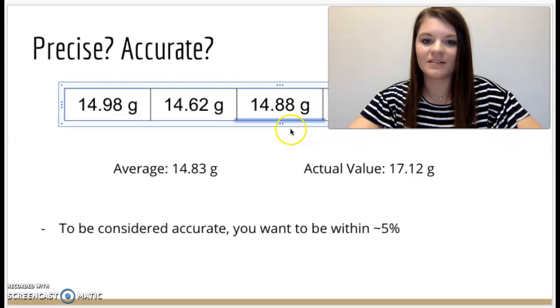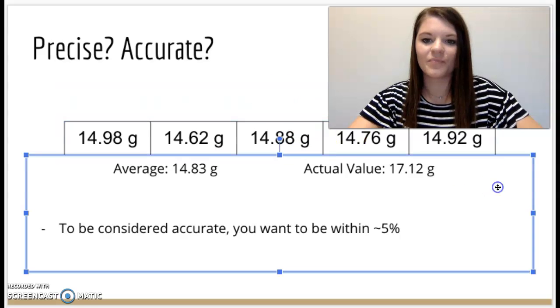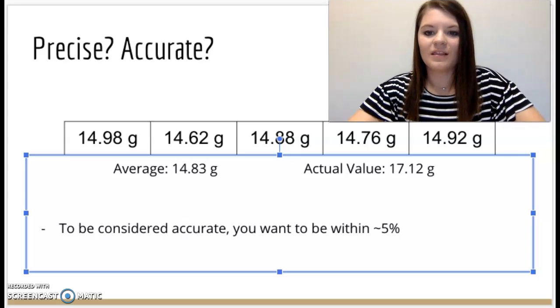Let me get this so you can see it. I think my face is covering it a little bit. Is it better?